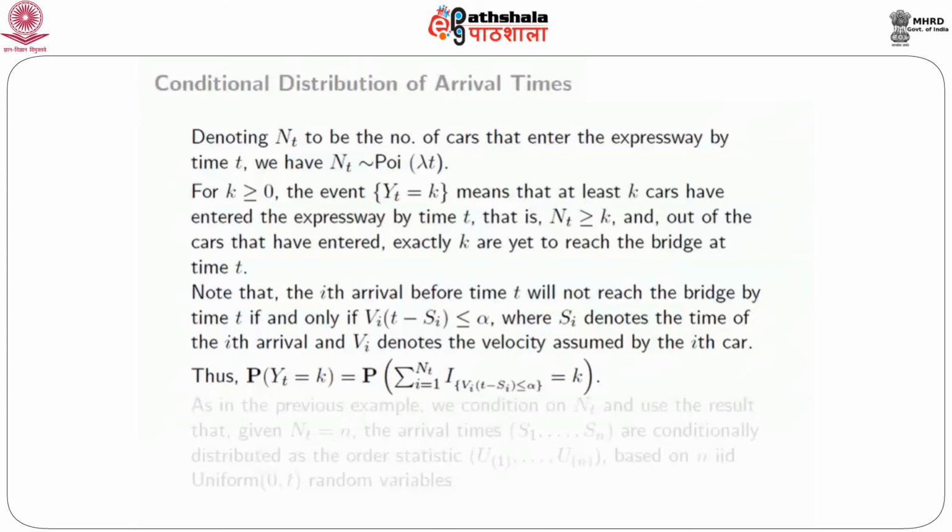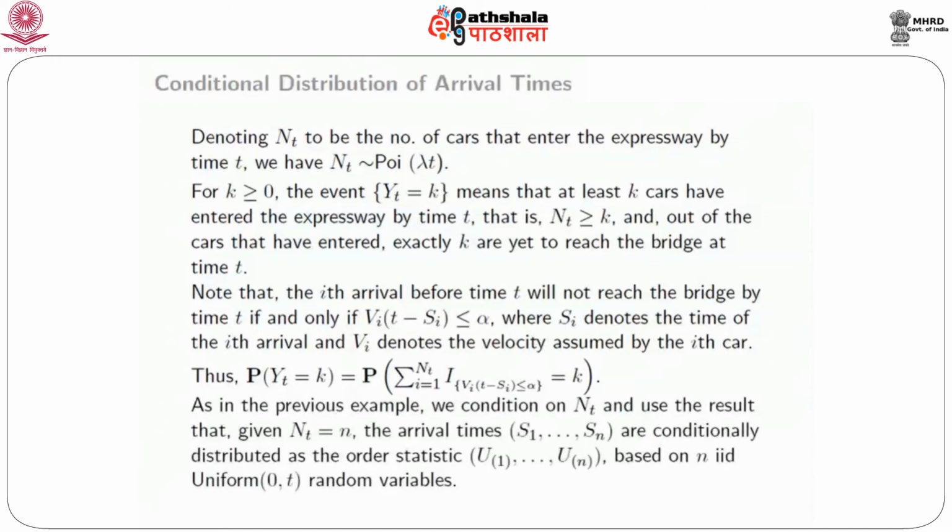So therefore, the probability that Y_t equals k is the same as the probability that the sum over i equal to 1 to N_t of the indicator of V_i times (t minus S_i) less than or equal to alpha is equal to k, because that indicator is 1 or 0 according as the ith arrival has not reached the bridge or has reached the bridge. Okay, as in the previous example, we condition on N_t and use the result that given N_t equal to n, the arrival times S_1, S_2, ..., S_n are conditionally distributed as the order statistics U_(1), ..., U_(n) based on n IID uniform 0 to t random variables.